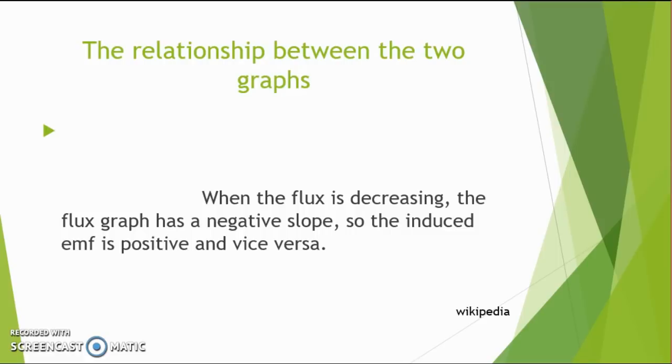The next part shows that when the flux is decreasing, the flux graph has a negative slope, so the induced EMF will be positive, and vice versa. This part isn't very difficult. It's just a repetition of the first part of the definition. It just says that when the flux is decreasing, when the slope is going down, the EMF produced will be positive, and vice versa, as shown there. When the flux is increasing in slope, the EMF produced will be negative.